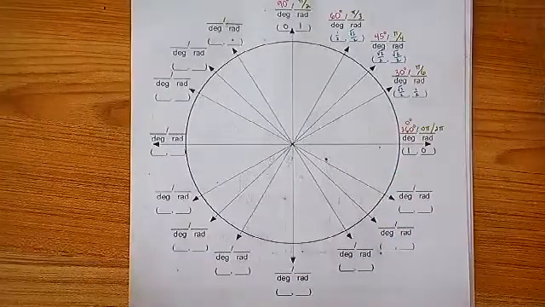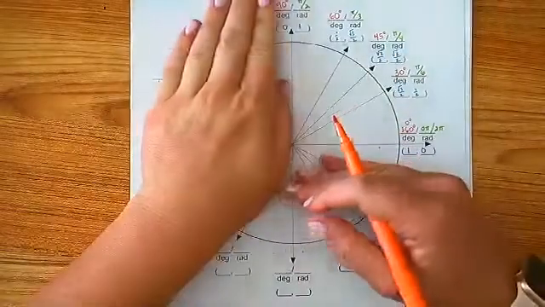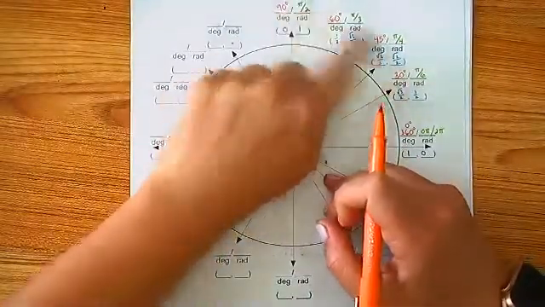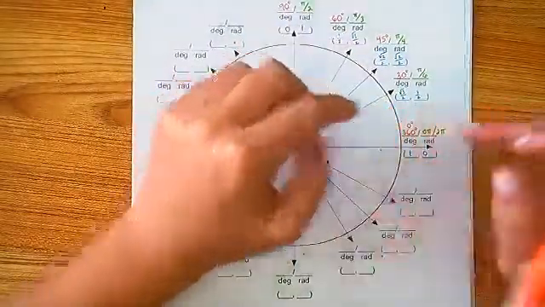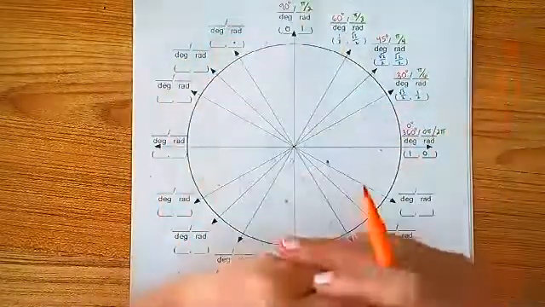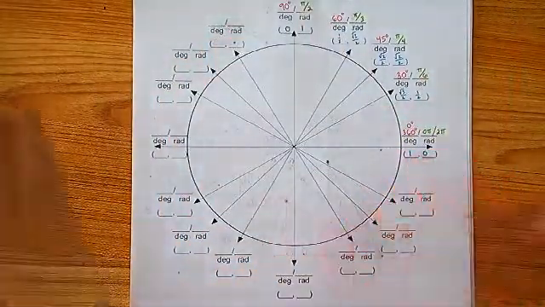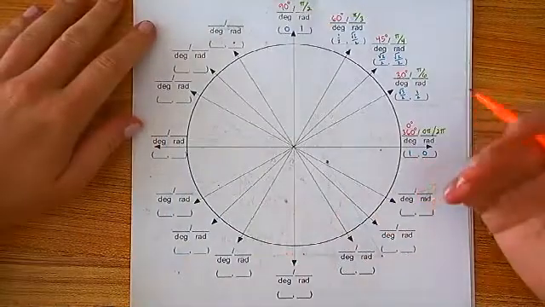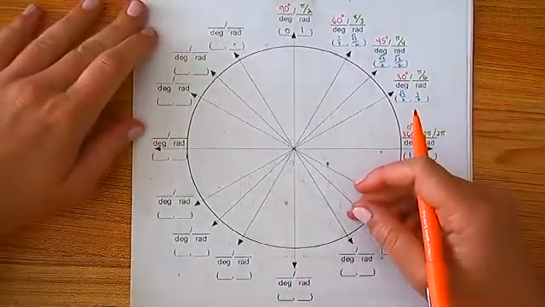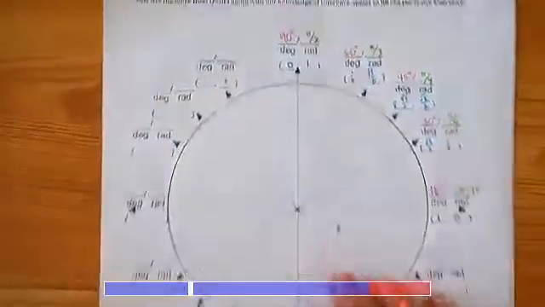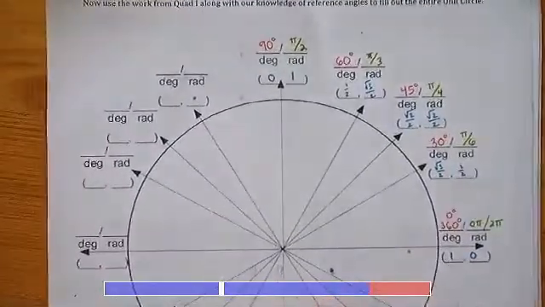All right, so here is the first quadrant all filled out. So I have my degrees, my radians, and my coordinate points. It really doesn't matter the order that you fill this out in. Today I'm just going to start with degrees, okay? So we already have the degrees that we have right now.